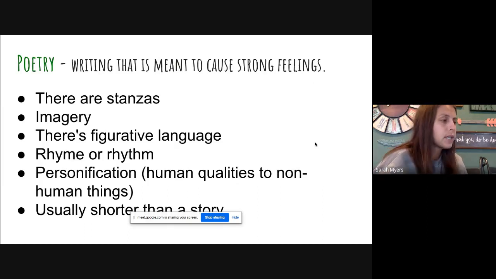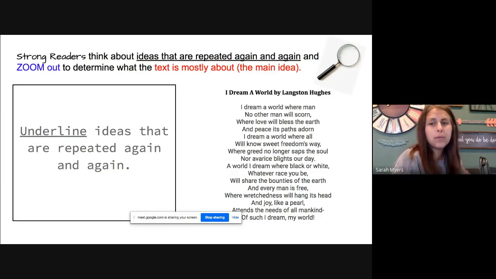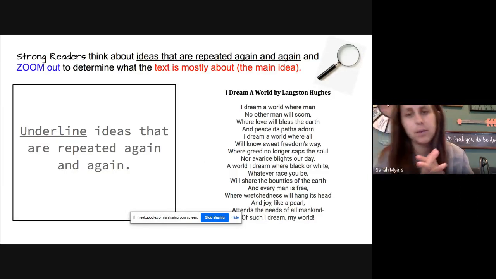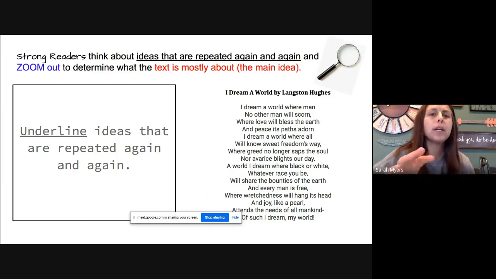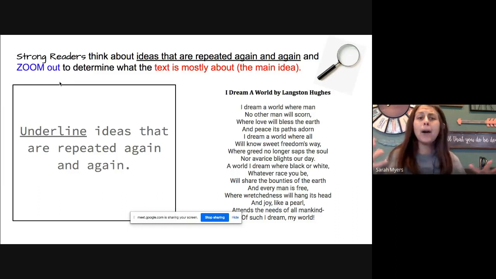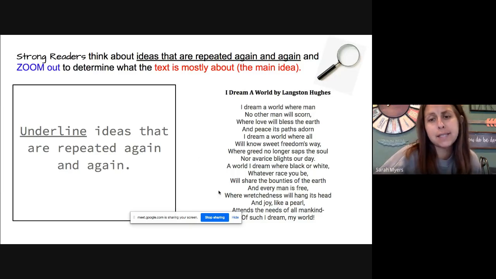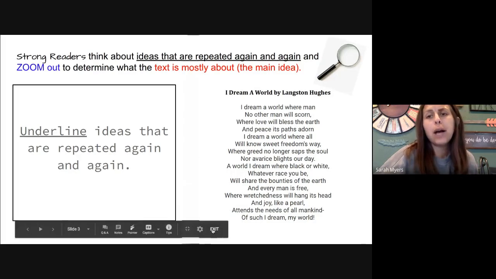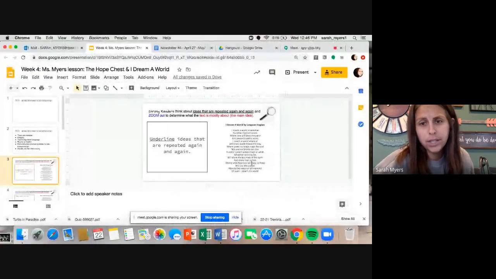So today, I'm going to do the lesson as if you guys were here with me. So give me a little bit of slack. I'm going to do a lot of what I would do with you. But we are going to read this poem, which I know that you guys have read before. And we're going to really think about this stamp at the top here. It says, strong readers think about ideas that are repeated again and again and zoom out to determine what the text is mostly about.